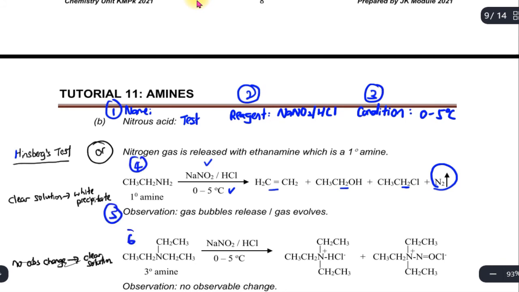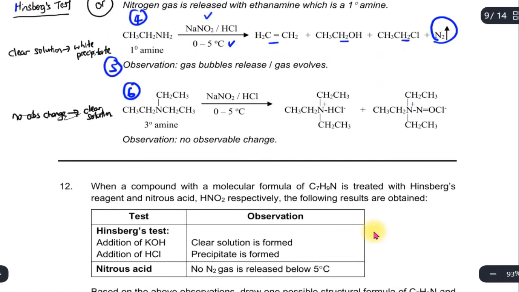Then equation 2 for the tertiary amine: when it reacts with nitrous acid, it will form a salt. As you all did just now, you have to bracket. Actually no need for brackets, it's acceptable, but just remember nitrogen with positive charge and chlorine with negative charge. Here also the same, nitrogen with positive charge and chlorine with negative charge, NOCl. Here there is no observable change, or you have to write no gas bubbles released. So write a proper one.